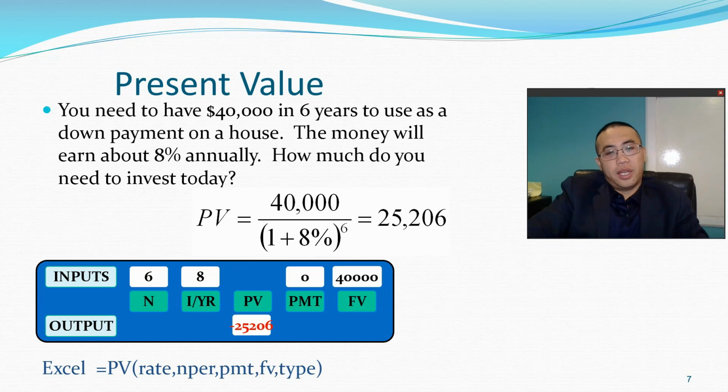Okay, this is an Excel formula for calculating present value. You start with PV, then interest rate, number of years, payment at 0, future value, and type. And of course, in Excel project 2, we will do more comprehensive practice on that using Excel formulas. So you will get to that part.